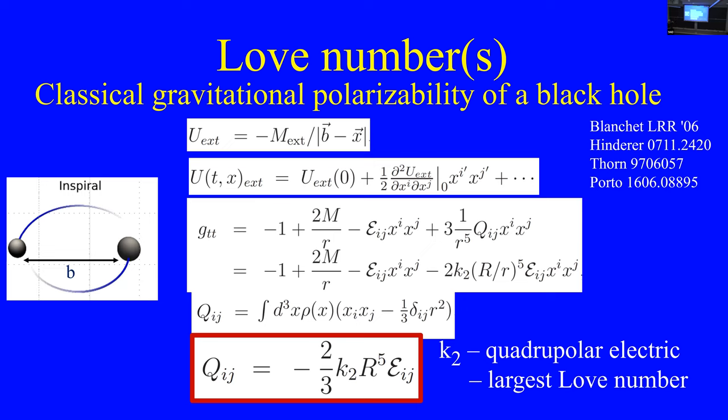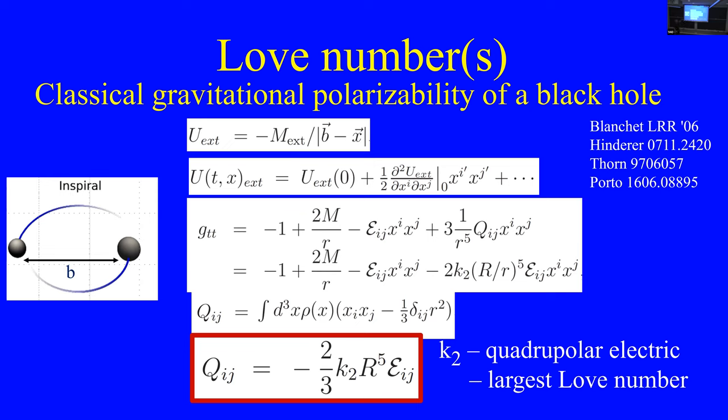And they were studied for quite a long time. The context in which they are thought about is a binary inspiral of binary compact stars. One of them exerts a force on the other, and because the frequency of the rotation is much smaller than the natural frequency here, you can take the static limit. So it's as if you have a static gravitational force acting on a compact object.